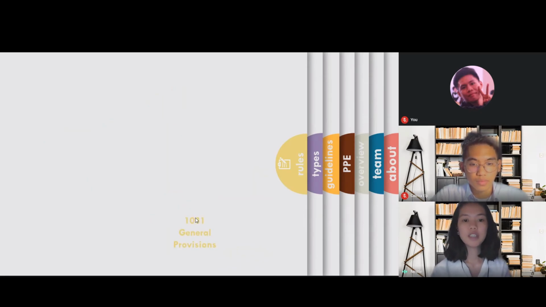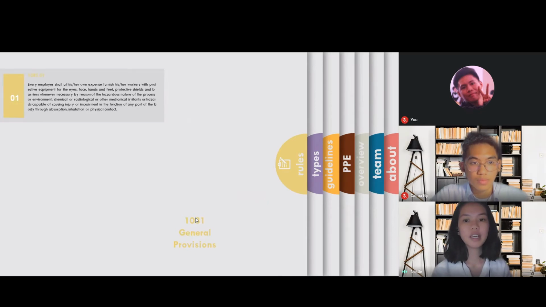For the Rule 1081 General Provisions, we have Rule 1081.01. Employers must provide the different types of PPE for their workers to ensure their safety from the possible hazards that may lead to injuries.